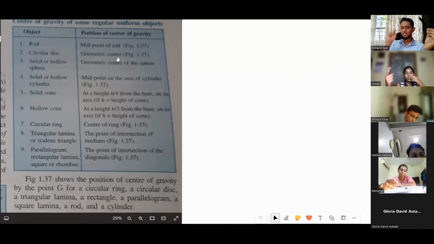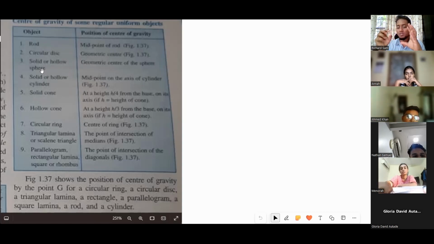Geometrical center. Find the center of that disc. Solid or a hollow sphere? Solid, anything big, or a hollow sphere. Hollow sphere means it's empty inside. Where is the center of gravity? The geometrical center of that sphere. Is there any material inside that place? May not be. It's hollow. There is empty space over there.